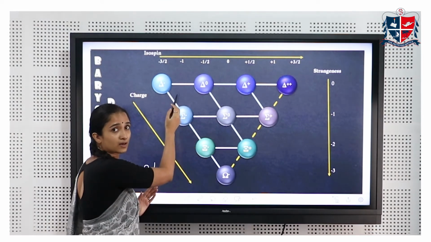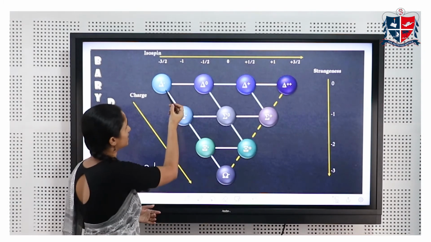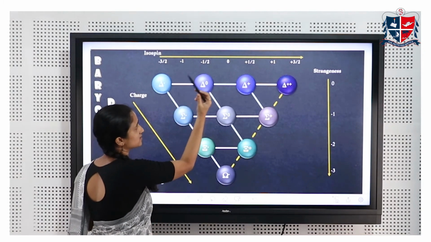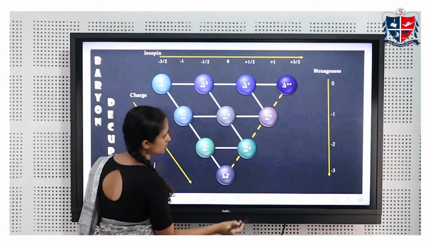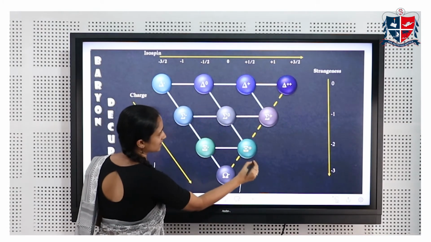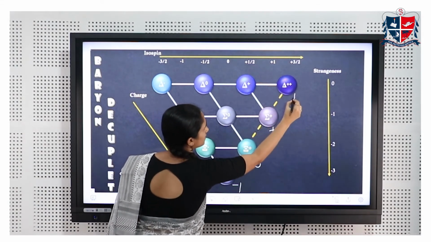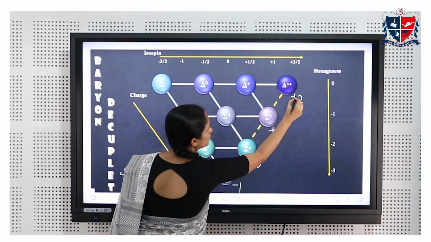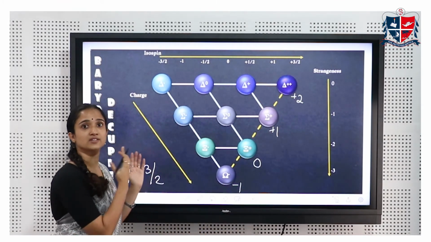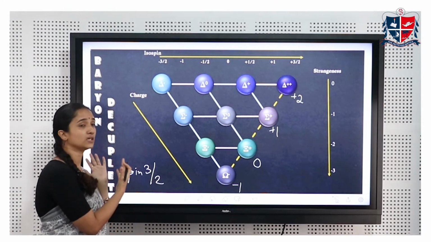This is called delta particle, which are baryons but not strange particles. So delta particles, there is a delta minus, delta 0, delta plus and delta plus plus. So we are having charges -1 along this line. Along this line it is 0. Along this line it is +1 and here it is +2. So these are the different particles that we have in this baryon decuplet.